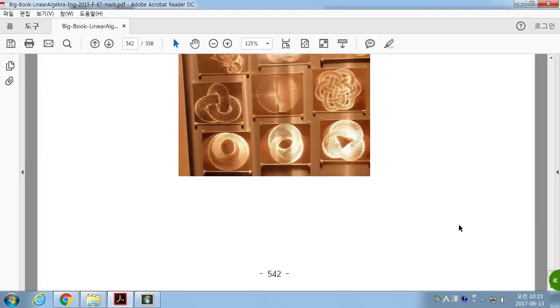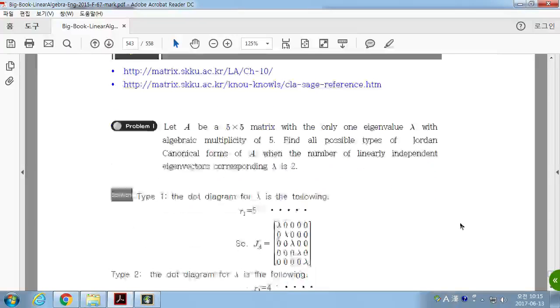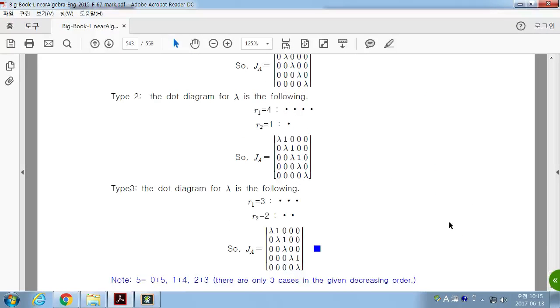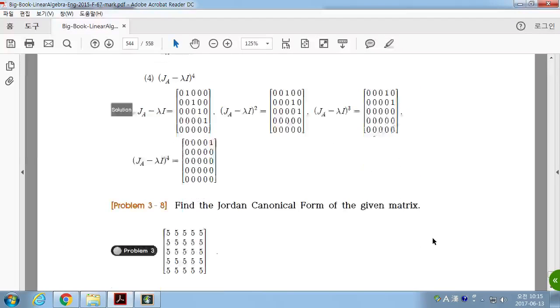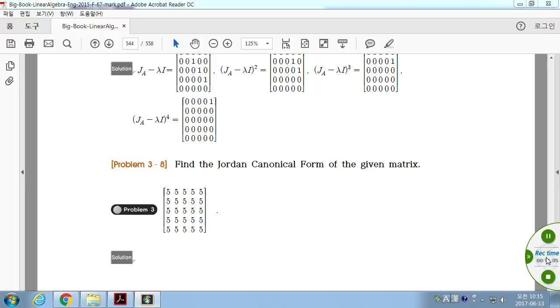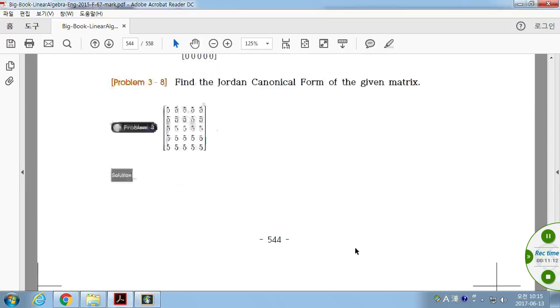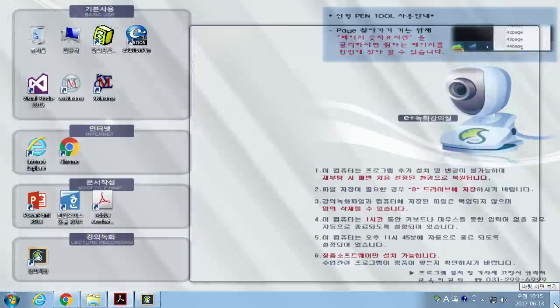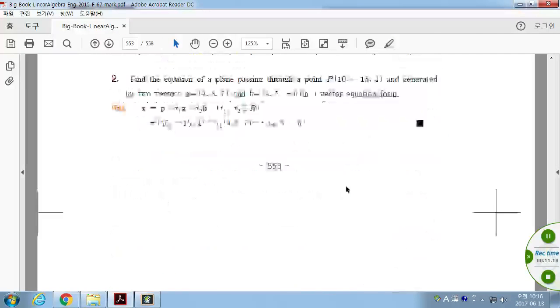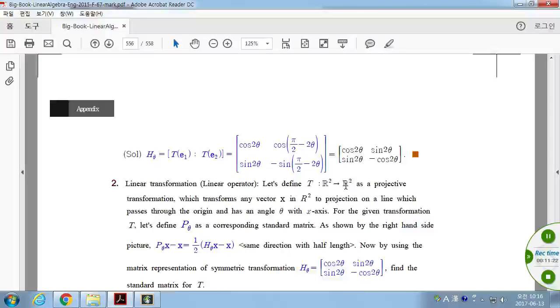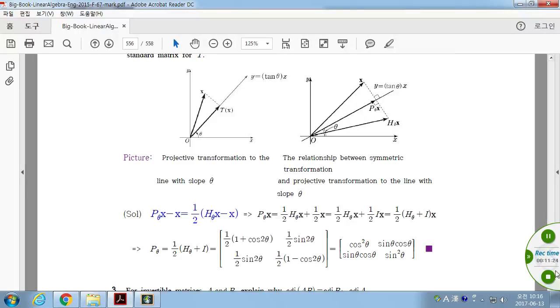I think that's the end of chapter 10, and you have exercises, and some of you already solved some of these problems, so I think we are quite ready for the final examination. Any questions? There are sample exams and solutions here, so you will be ready for the final exam. Any questions?